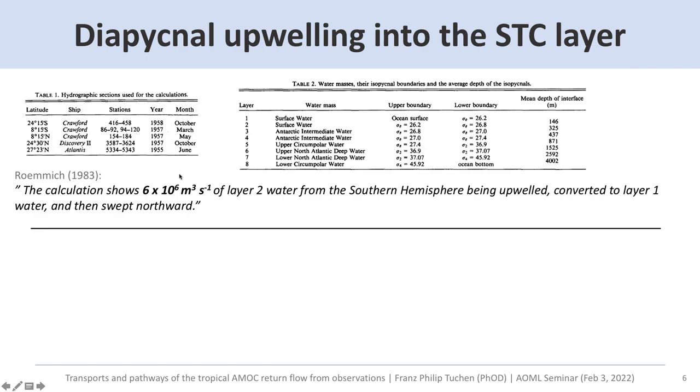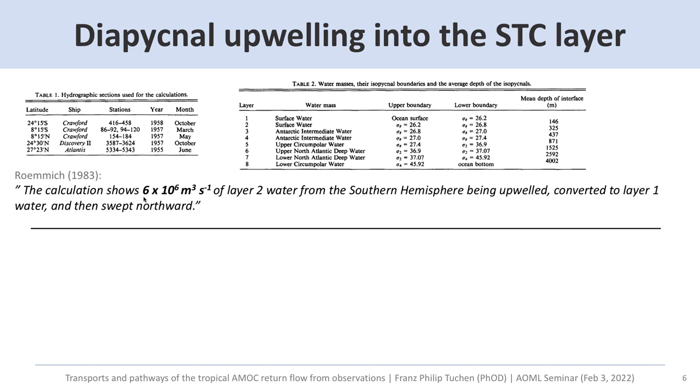And one of the main points of this paper is that they find about 6 Sverdrups of layer 2 waters, so a very close definition to what we defined before as the lower boundary of the thermocline layer. So 6 Sverdrups are going across this boundary, this upwelled, and then converted to layer 1 water. They called it surface water, and then swept northward.